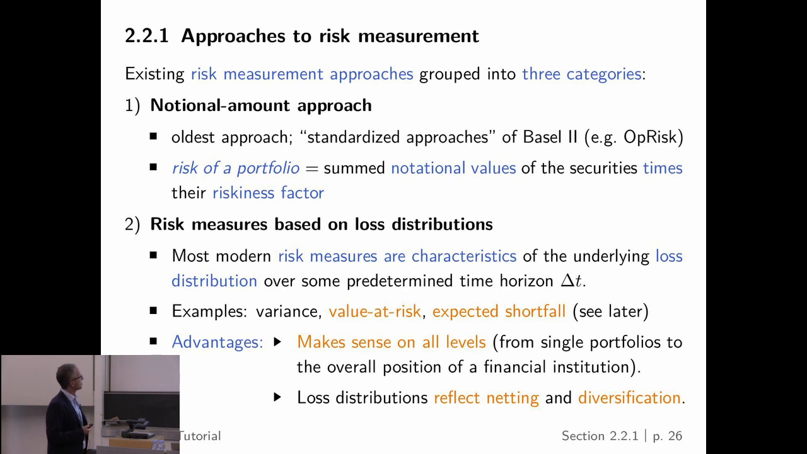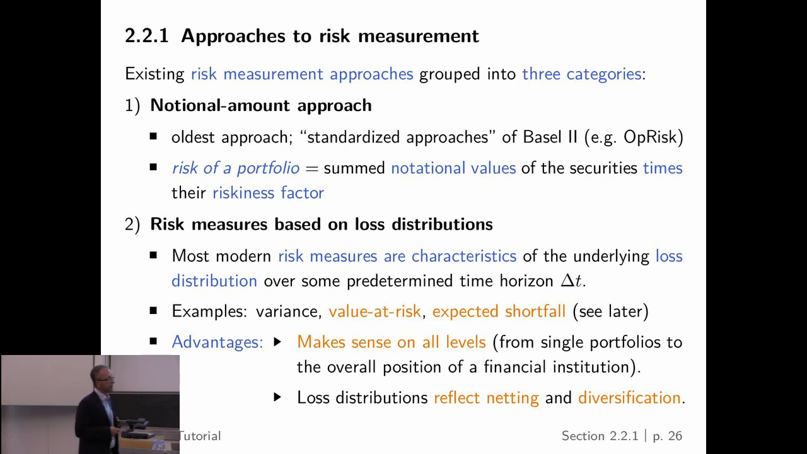The standardized approach of Basel II still does something like that, and there are also ideas in the current regulatory debate that you should also look at the size of the balance sheet, which is basically the same thing. The problem is, of course, that you completely ignore such things as netting or diversification when you do that.